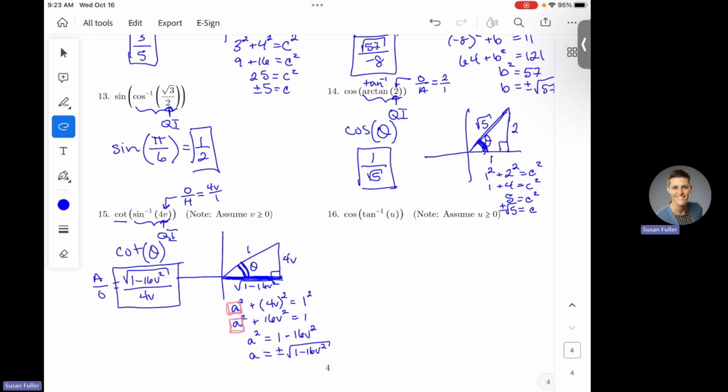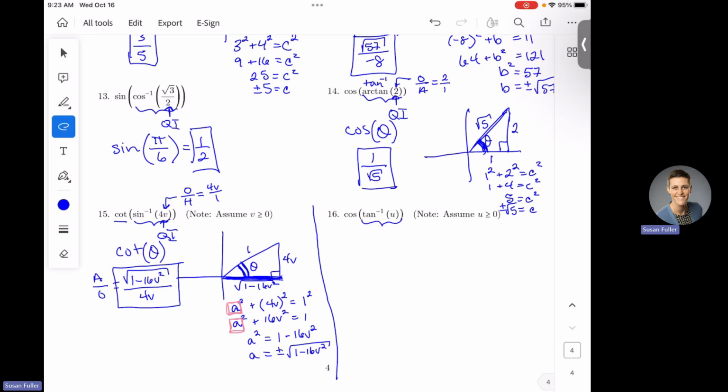All right, let's do one more of these so that you feel a little bit better about this. Again, we are not reinventing anything. We're not doing anything different. We are just going through our process. So if we do the cosine of the tangent inverse of u, we're going to start on the inside and do the inverse tangent of u first.